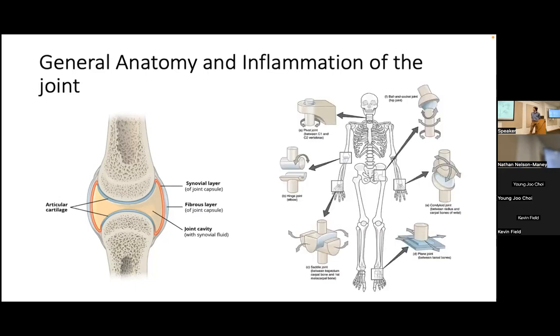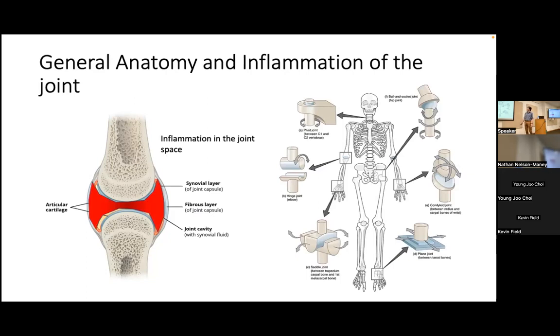There are lots and lots of types of joints in the body. We think of joints being like our elbows and knees, just simple hinge joints, but there's also things like saddle joints that allow for a lot of different motions. And there are some joints that are fused and don't really move, but we can still get arthritis in those, like the joints in the pelvis.